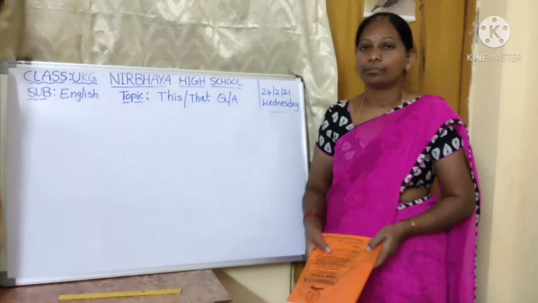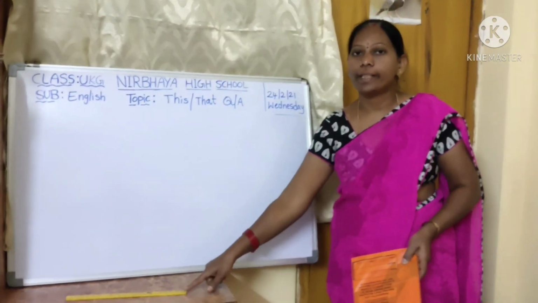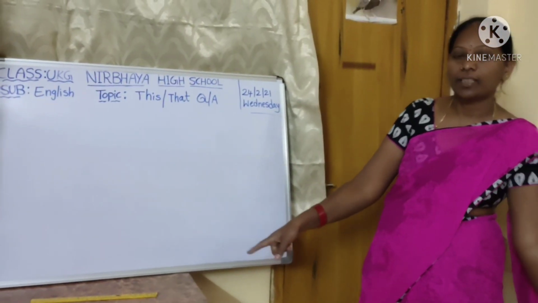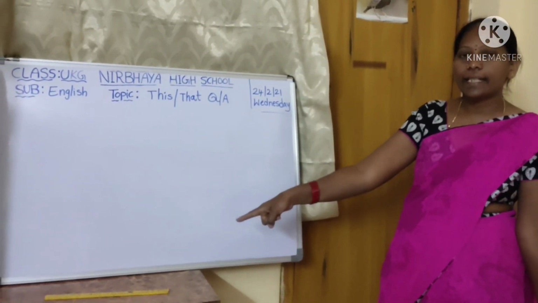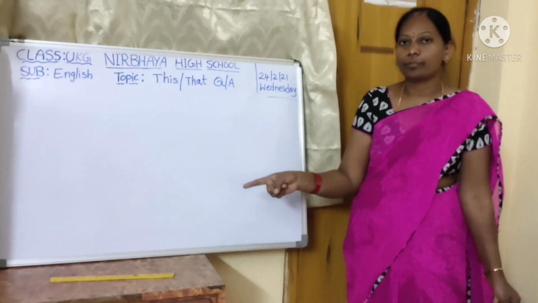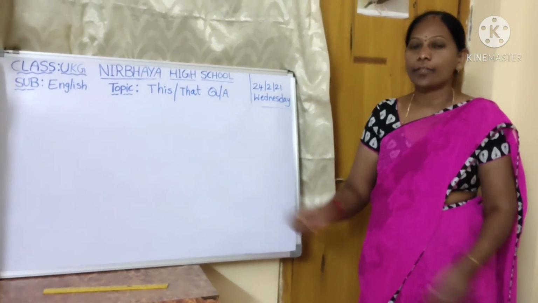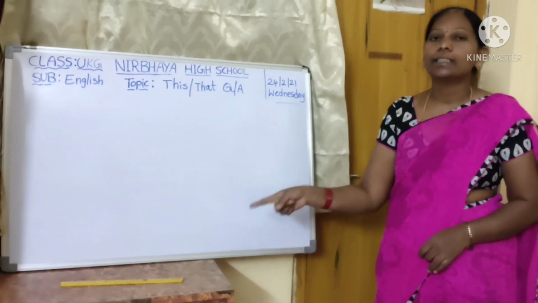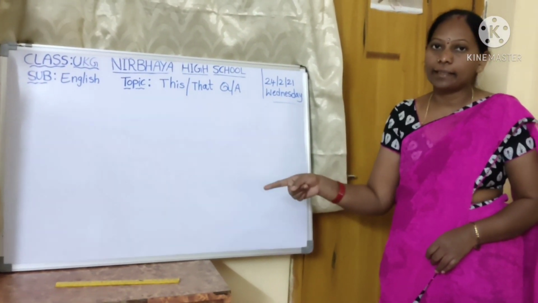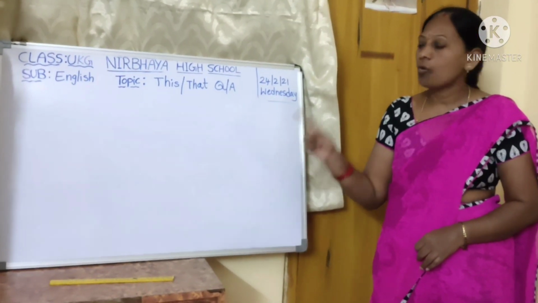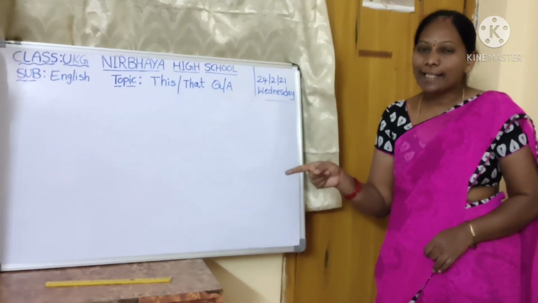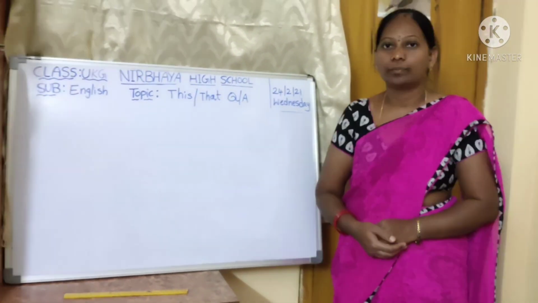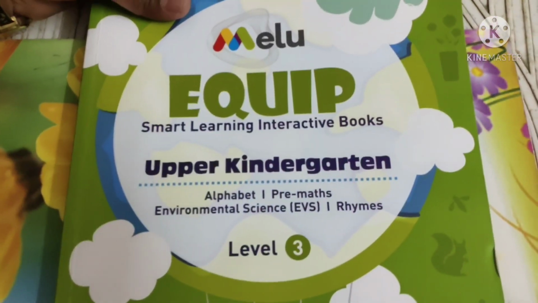Next one. What is that? That is a scale. The thing is very far. That's why we use that. That is a scale. What is that, children? That is a scale. Understood, children?